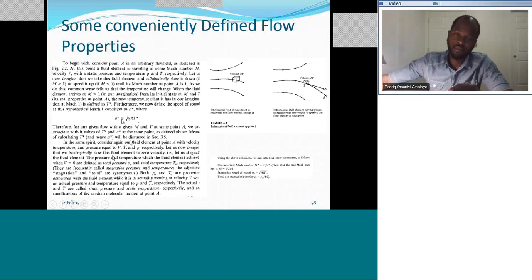the speed of sound. The speed of sound that it will have, assuming it slows down or speeds up to Mach equals 1, is denoted as A star. And the temperature that it will have, if it were slowed down or sped up adiabatically in our imagination to when its Mach number equals 1, is denoted as T star.